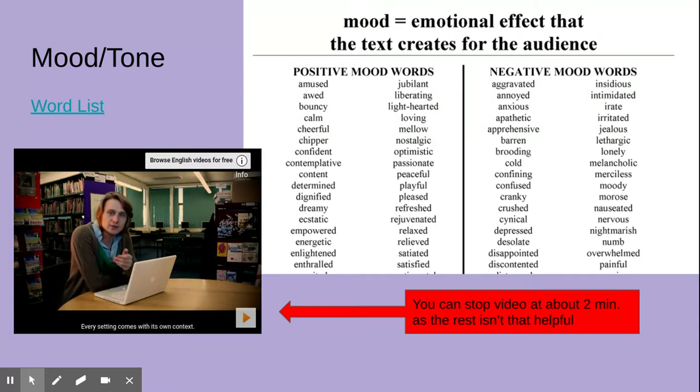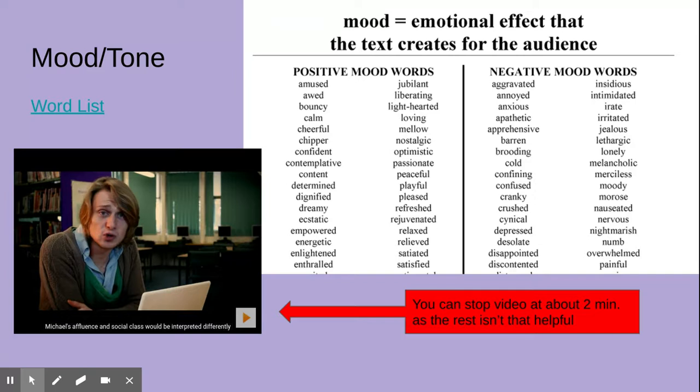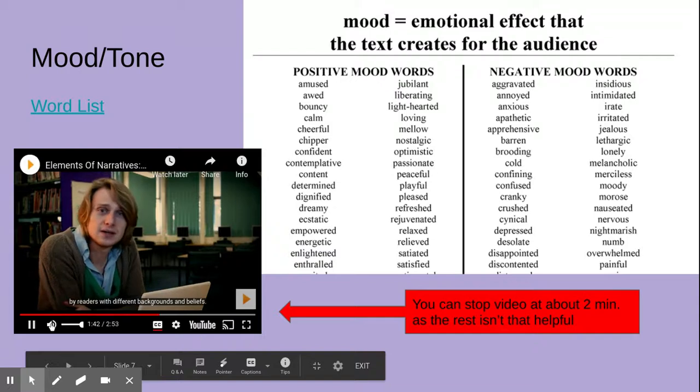Every setting comes with its own context. So too does every reader. Michael's affluence and social class would be interpreted differently by readers with different backgrounds and beliefs. Here's Michael's reaction in a changed setting.